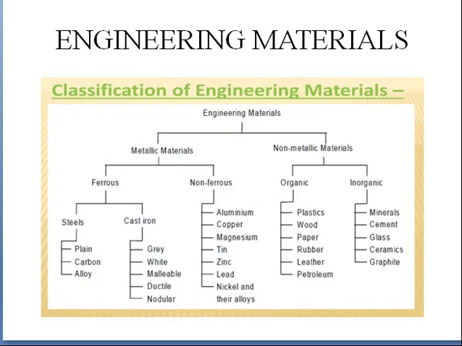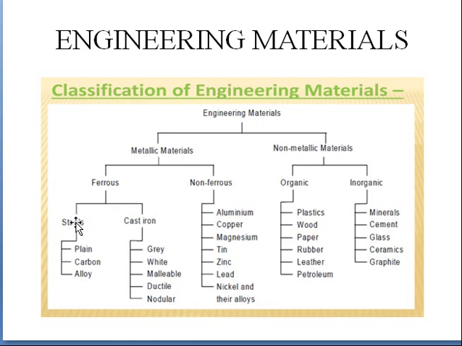Next one is engineering materials. Engineering materials are classified as metallic and non-metallic, and this metallic are again classified as ferrous and non-ferrous. Wherever we have iron content in it, then there we call it as ferrous, and where we don't have iron content, then those things we call it as non-ferrous.